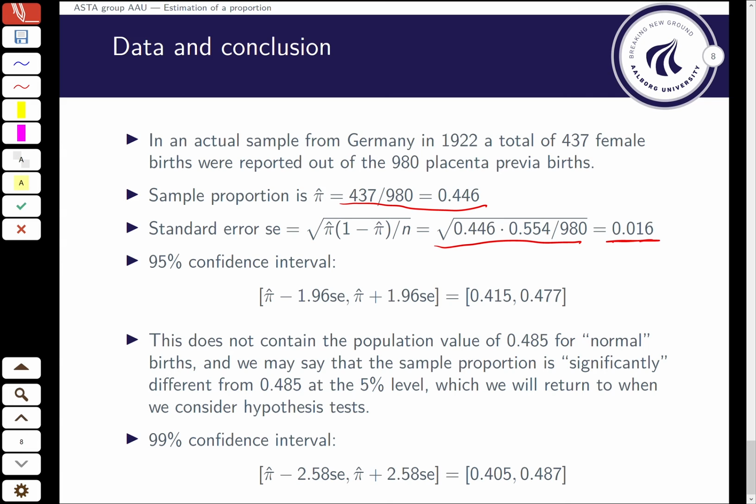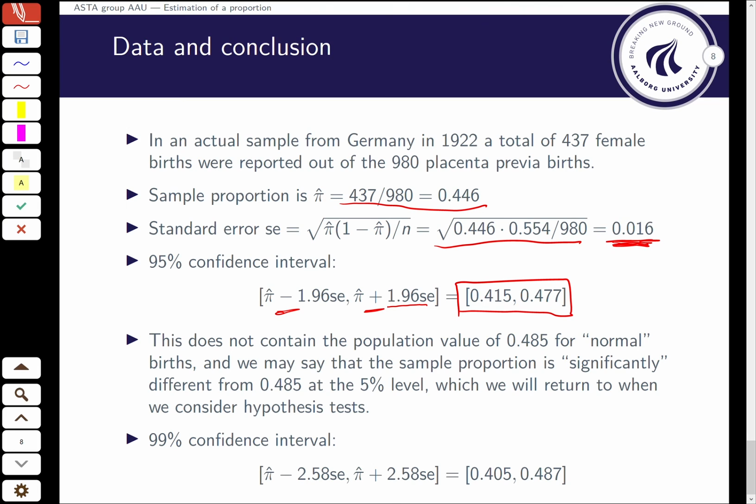And so the 95% confidence interval is, again, take the standard error and multiply by 1.96, which gives you a margin of error, and you add and subtract that to your point estimate. That gives us finally a confidence interval of 0.415 to 0.477. And one thing we notice is that the population value of 48.5% for normal births, for non-placenta previa births, is not contained in this interval.